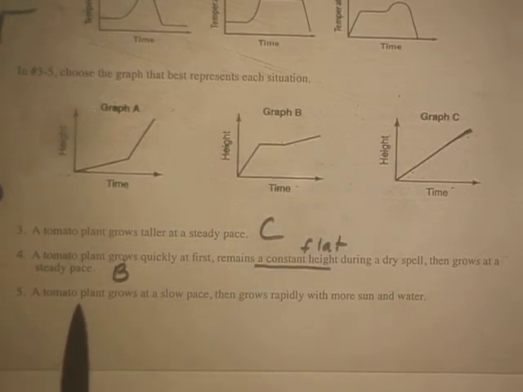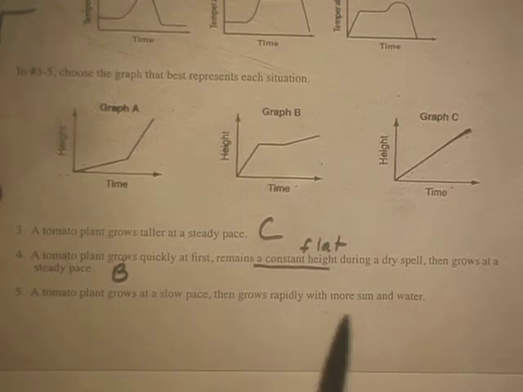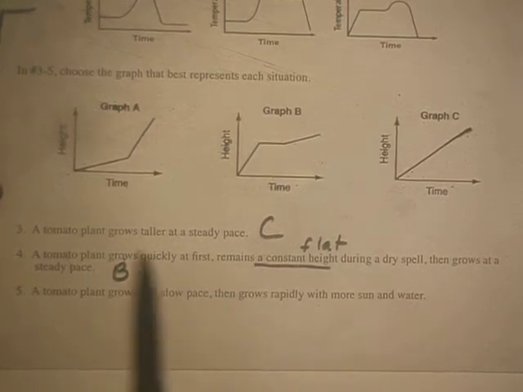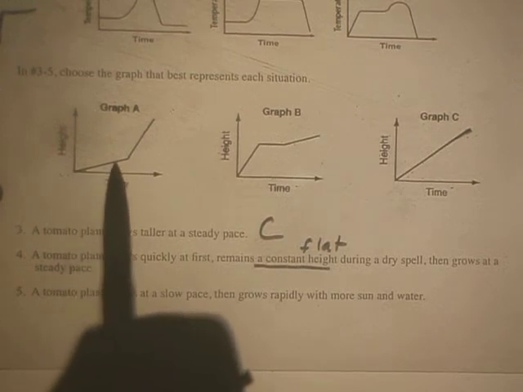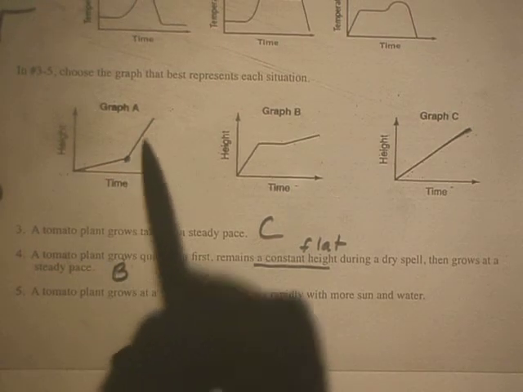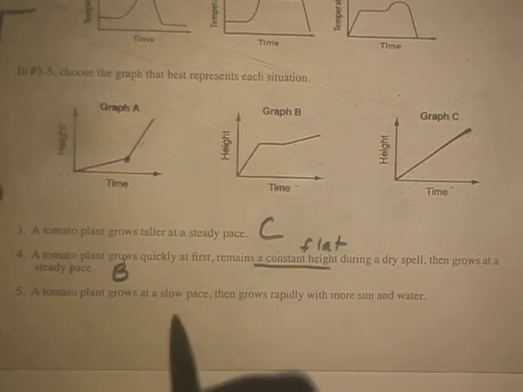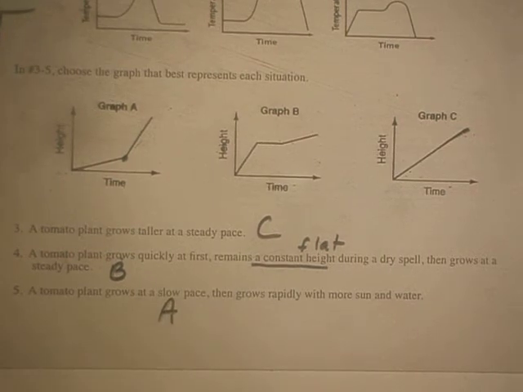And then number 5, a tomato plant grows at a slow pace and then grows rapidly with more sun and water. Here's a slow pace, and then right here suddenly it starts getting more sun and water. So that would match up with graph A.